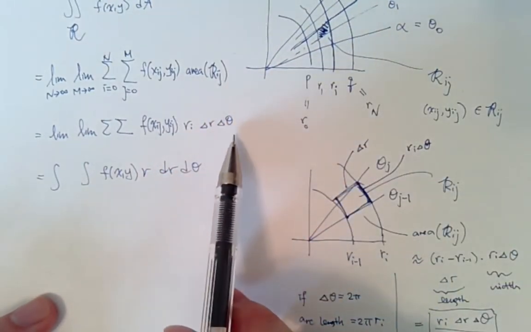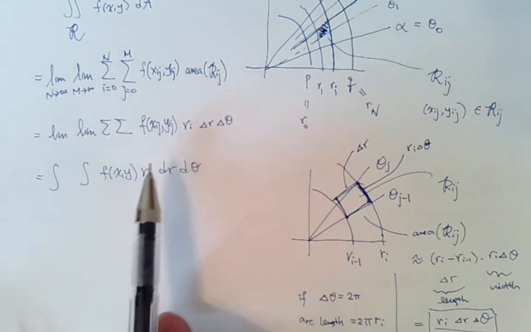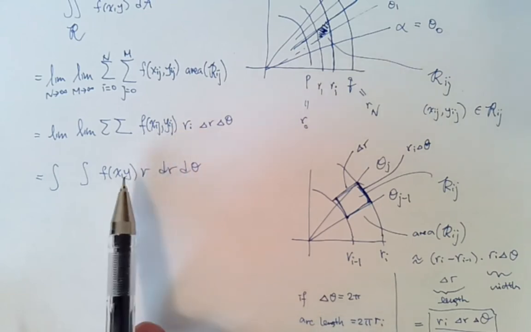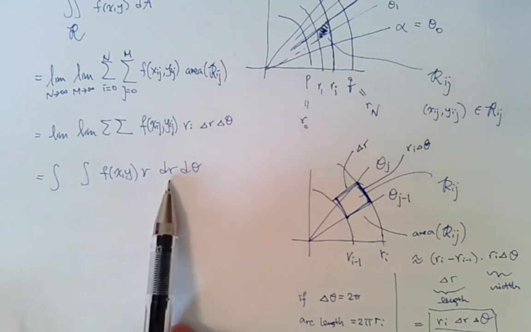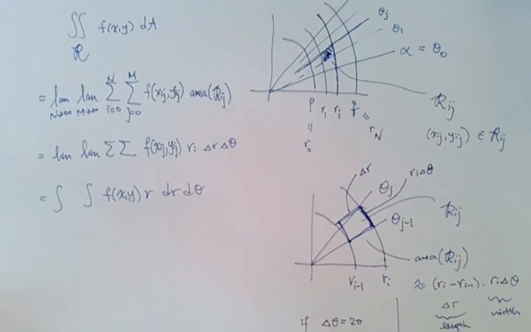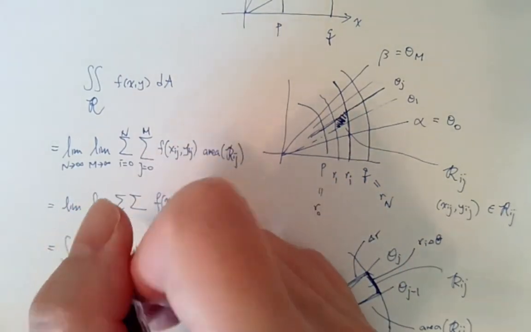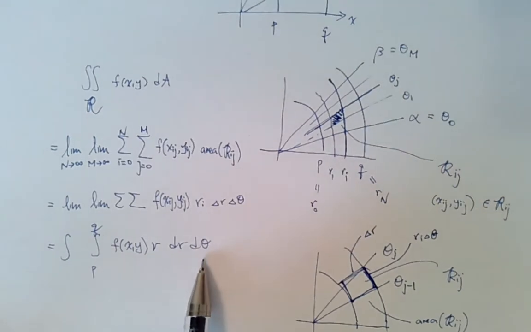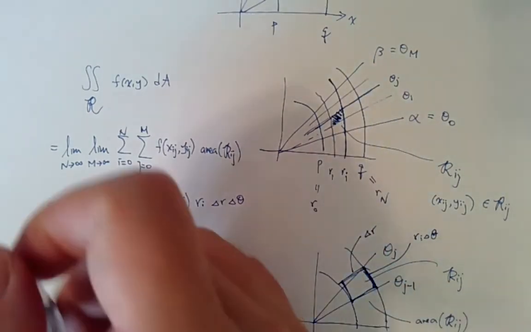The delta r and delta theta turns into dr and d theta. r sub i, the i is dropped, and then we get r. f of x sub ij, y sub ij, the i and j's are dropped. You get here. And then we need to know where does r go from? r goes from p to q. And theta goes from alpha to beta.